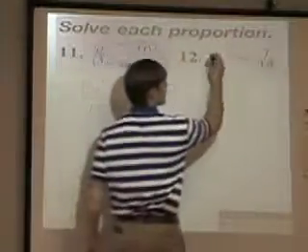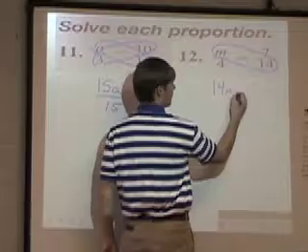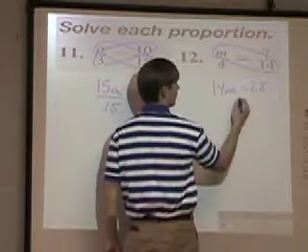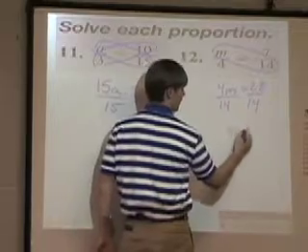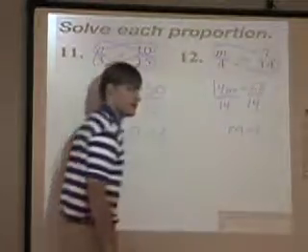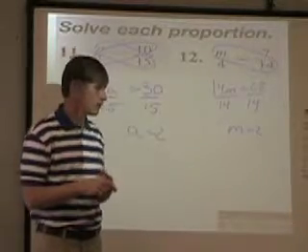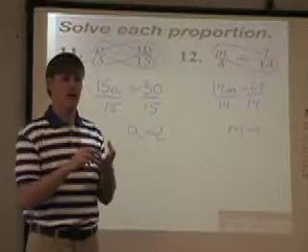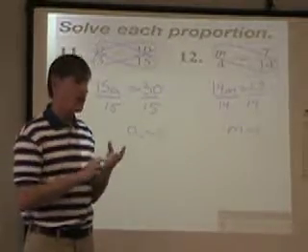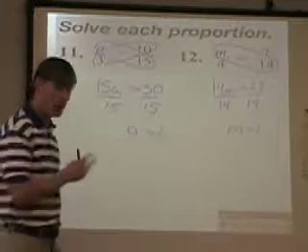On the second one, we do the same thing. We cross multiply. 14m equals 28. Divide 14 on both sides. So m equals 2. So today you learned the definition of proportional. You learned how to tell whether two things were proportional, whether they were equal or not equal, and then you learned how to solve given a variable in a proportion.